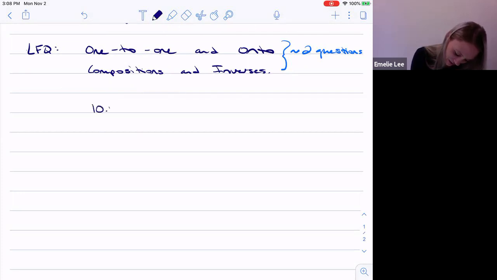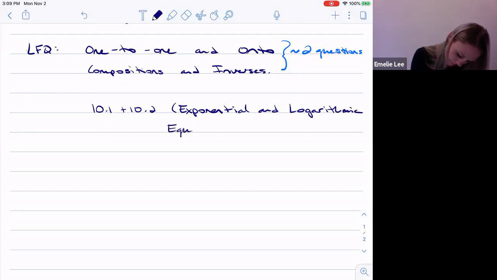Okay. The next section we went on to was 10.1 and 10.2, which are exponential and logarithmic equations.